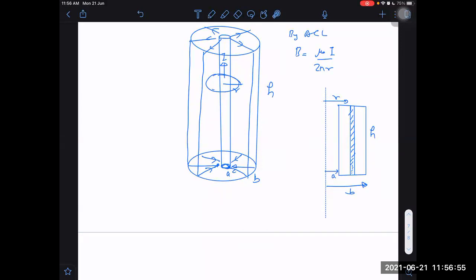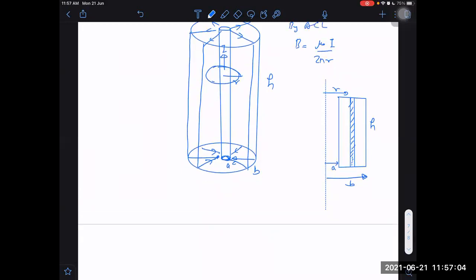This is the magnetic field, and this magnetic field lies only from where to where? From A to B. Does it lie inside A? No. Why not? Because I am taking both as hollow cylinders. Okay.